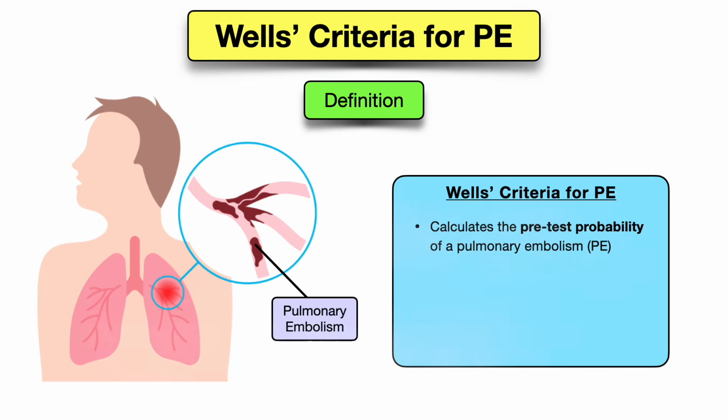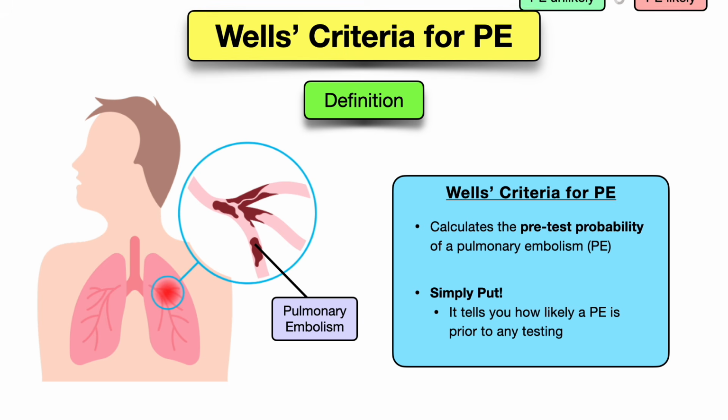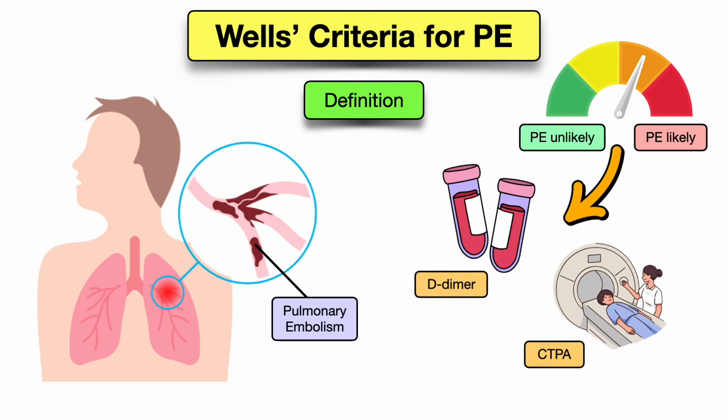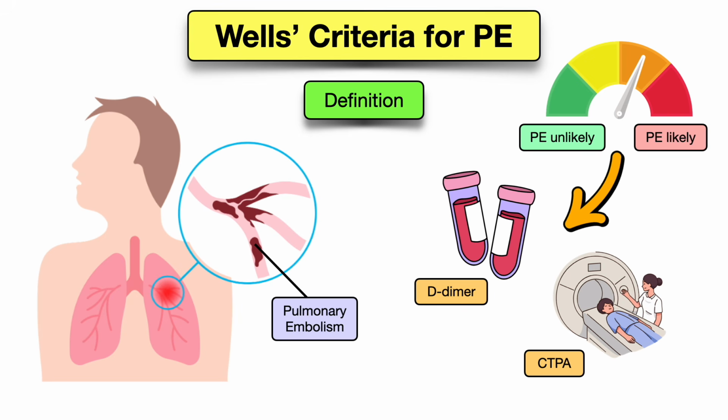So what is the Wells criteria for pulmonary embolism? The Wells criteria calculates the pre-test probability of a pulmonary embolism or a PE. To put it simply, it tells you how likely a PE is prior to any testing. So you're trying to figure out, is a PE likely or is it unlikely? And this can help you determine what kind of testing needs to be done, if any.